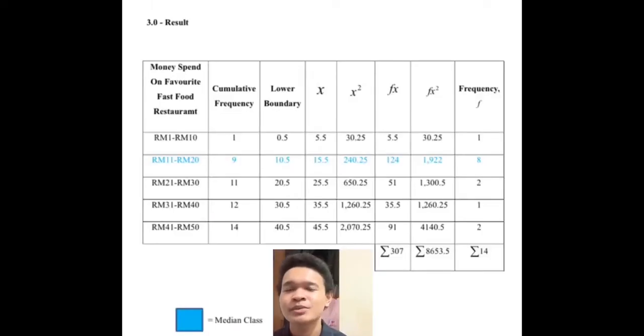Hello, my name is Muhammad Shafiq Bazman. Now I will make an explanation about the result. First of all, we look at the table that we made. Okay, from the table we know that the first column is class limit because they are ranged between numbers. So we put the title, money spent on favorite fast food restaurant.